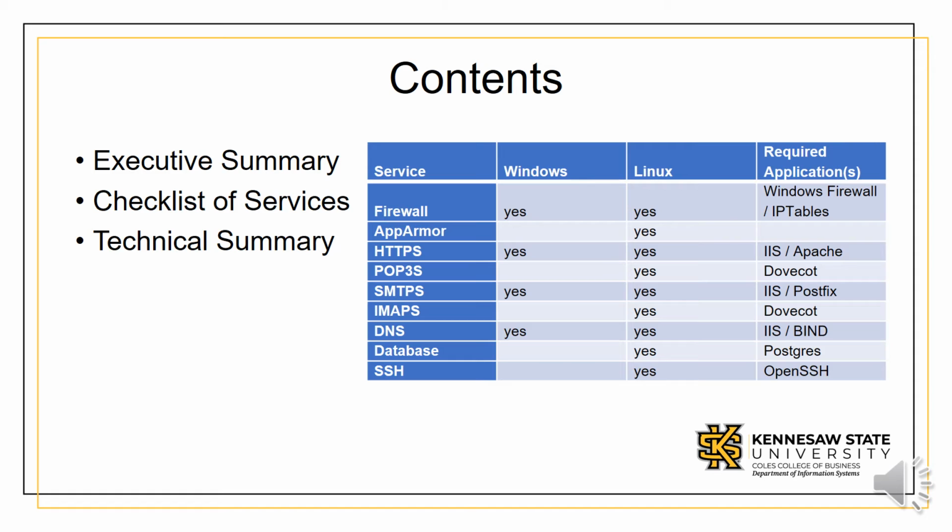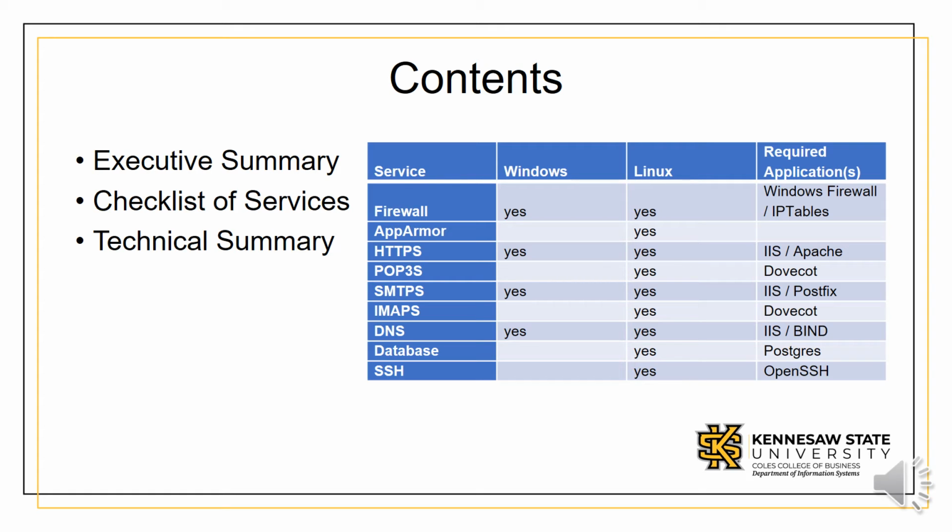For the Linux server, we configured the firewall service with iptables and installed AppArmor. The HTTPS service was configured through Apache. The POP3 service and the IMAP service were configured through Dovecot, the SMTPS service was set up using Postfix, and the DNS service was set up using Bind. The last Linux service was SSH, which was configured with OpenSSH.